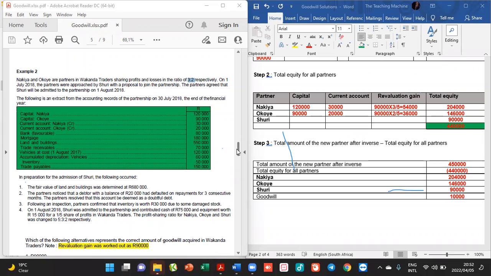I don't understand how the ratio works because I thought it was supposed to be 3/5 for both of them. Okay, now it cannot be 3/5 for both of them because they are not sharing profits and losses equally. They are using this ratio, 3:2. So from whatever profits that they make, Nakia will get 3 and Okoye will get 2.